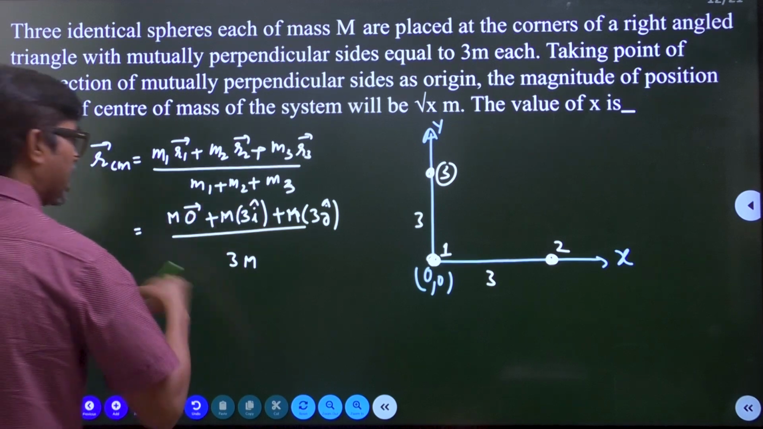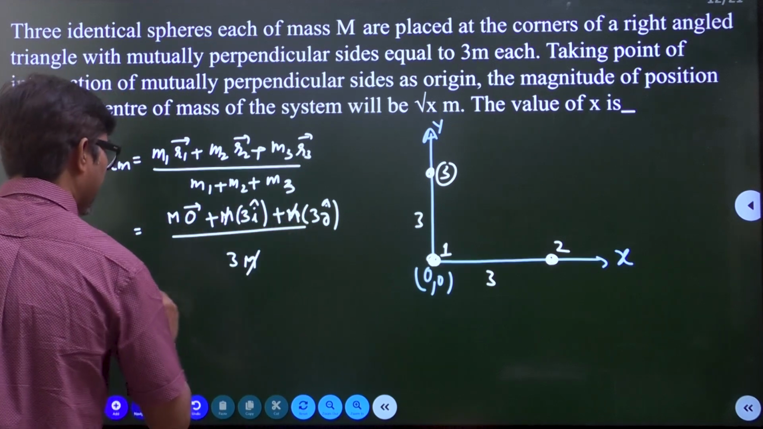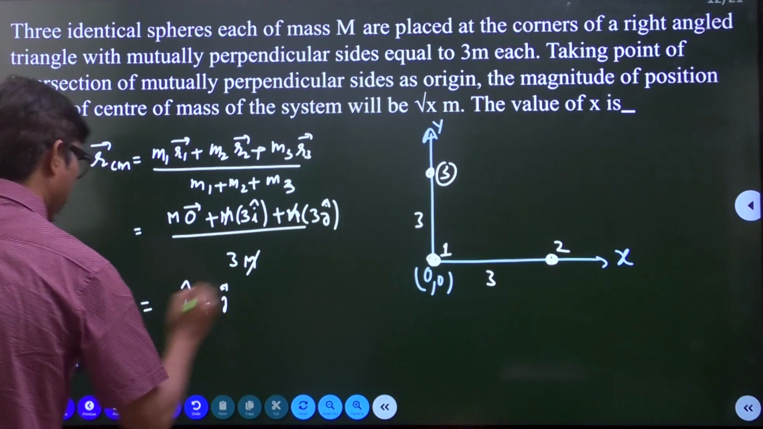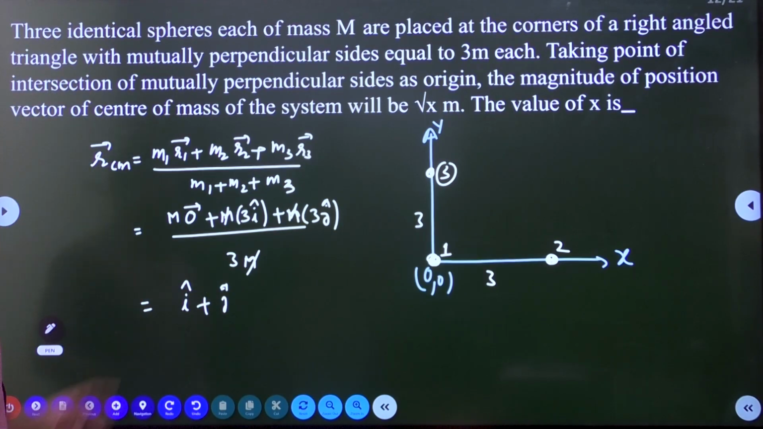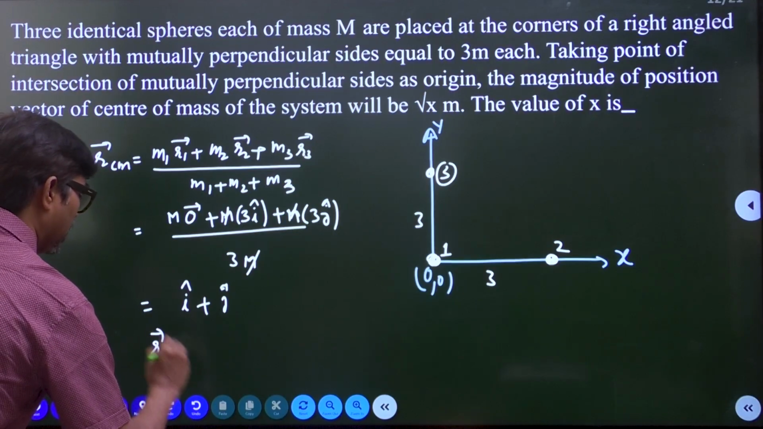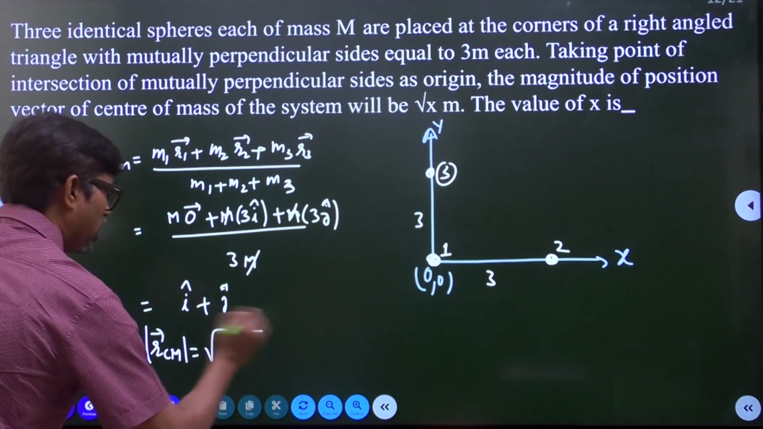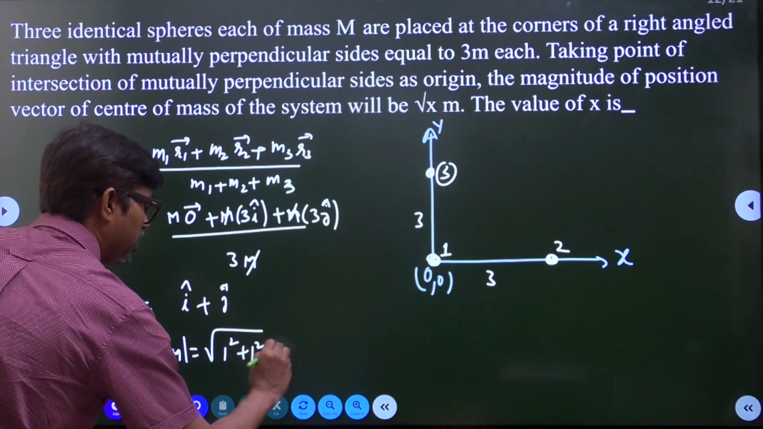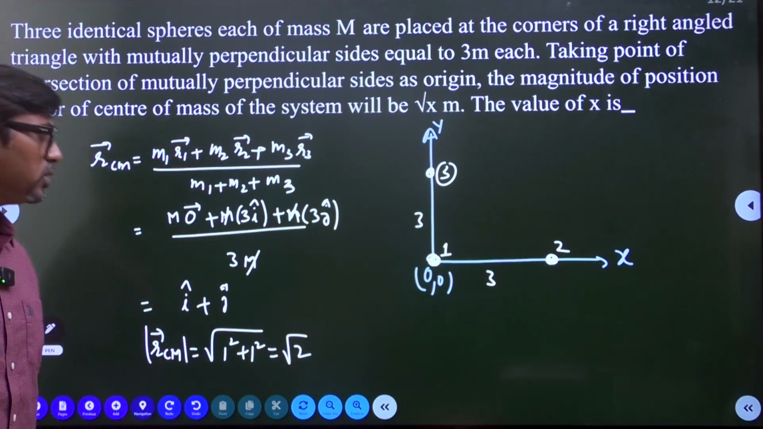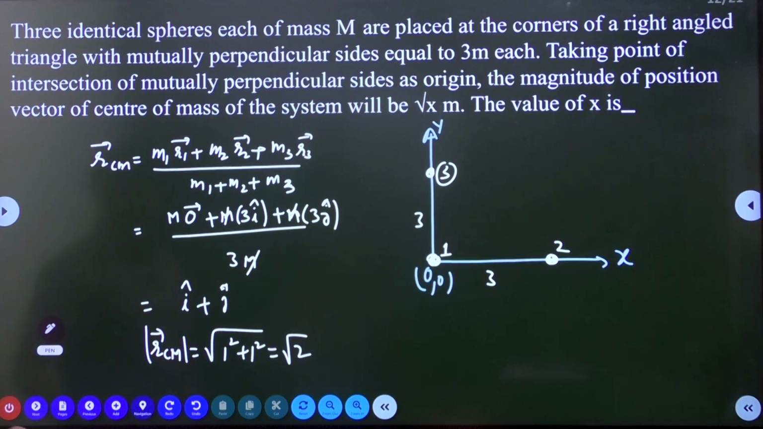Now if you cancel out M here, what do I get? 3 also would cancel out. You will get i cap plus j cap. And if they ask you to find the magnitude of it, magnitude of RCM, that's going to be root over 1 square plus 1 square, which is root 2. So that means x equal to 2. Root x they ask now. So x is going to be 2. That's the idea we have.